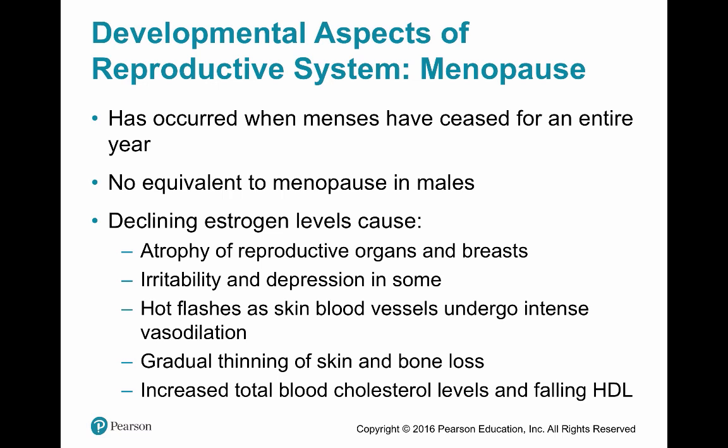And menopause for women is when menses has ceased for an entire year. There's no equivalent to menopause in men. Basically, there are declining estrogen levels, and it can have a full body effect. It causes atrophy of reproductive organs and breasts. It'll cause irritability and depression in some, and hot flashes. This is because as skin blood vessels undergo intense vasodilation, it can feel really hot. There's also gradual thinning of skin and bone loss, and increased total blood cholesterol levels and falling HDL. So it can cause problems with cholesterol.